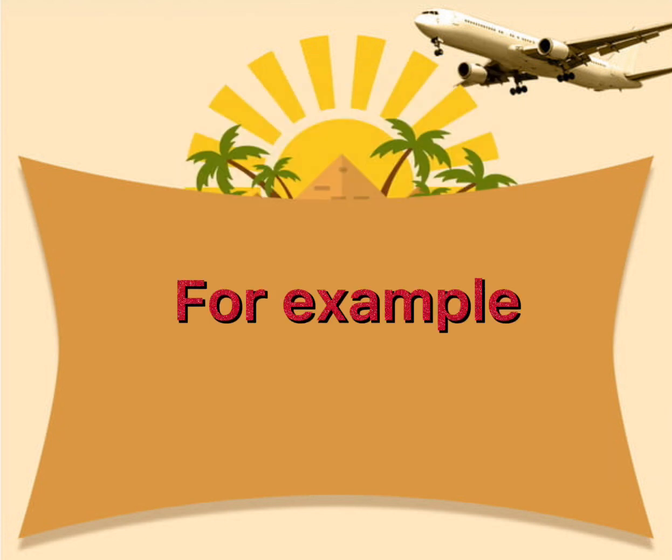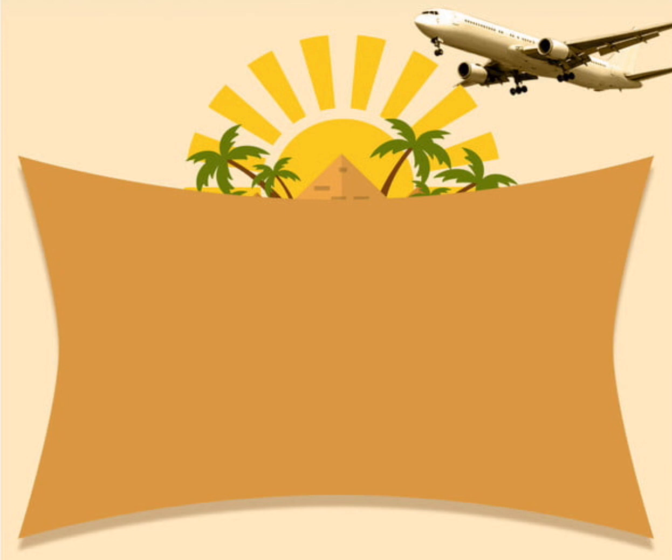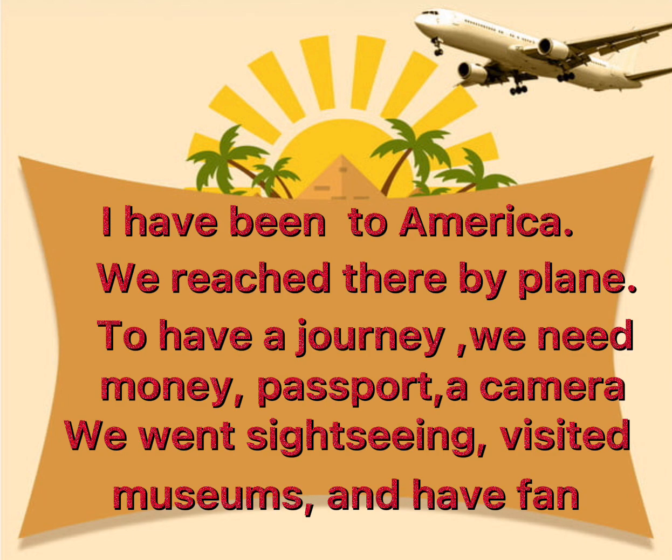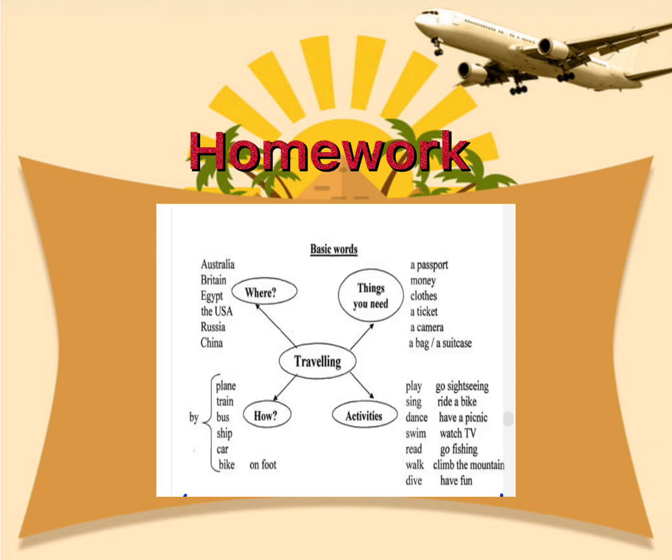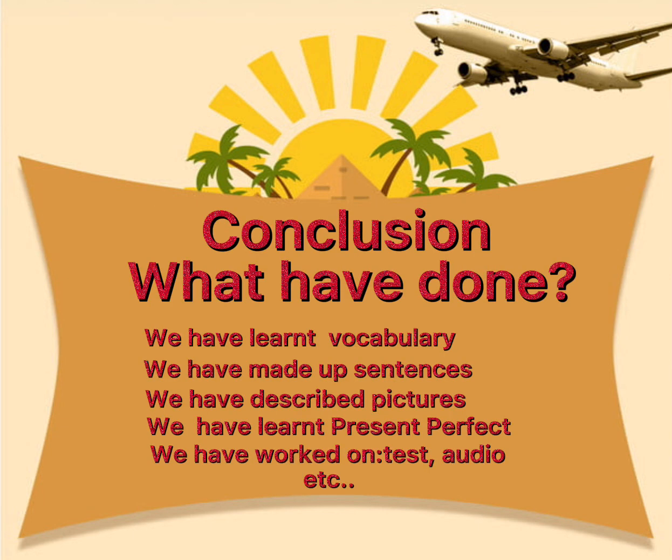For example, do as me. I have been to America. We reached there by plane. To have a journey, we need money, passport, and a camera. We went sightseeing and visited museums and had a lot of fun. Your homework will be to describe your traveling by using the basic words as I did.